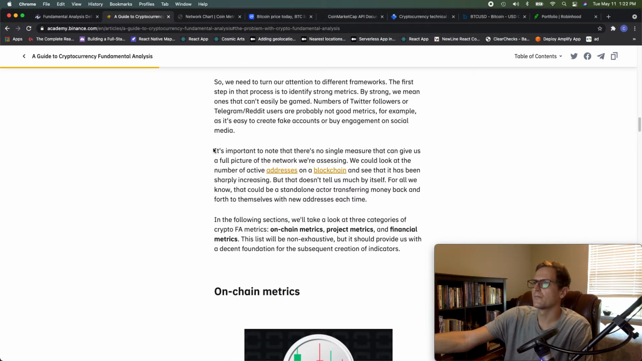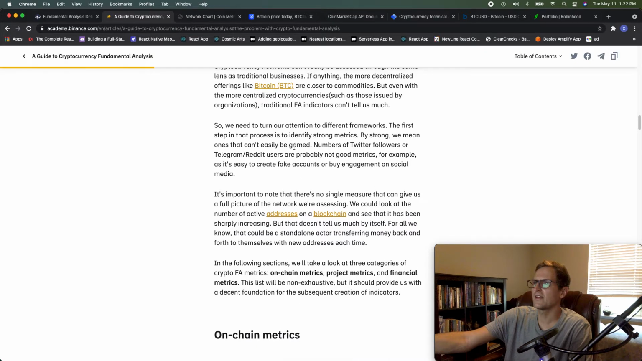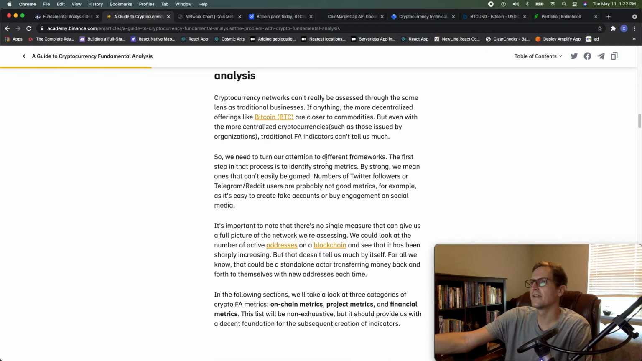Some takeaways from this. I don't want to just read this whole thing, but cryptocurrencies can't really be assessed through the same lens as traditional businesses. I mentioned that, and basically this is saying if anything, the more decentralized offerings like Bitcoin are closer to commodities, such as lumber, oranges, gold, silver, stuff like that.